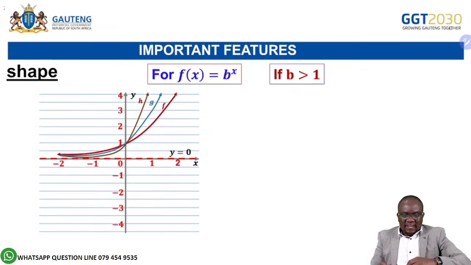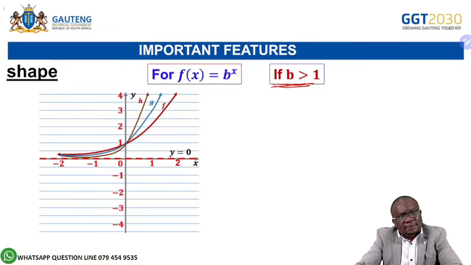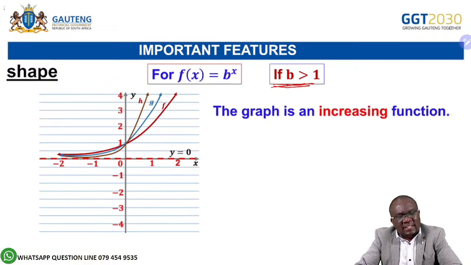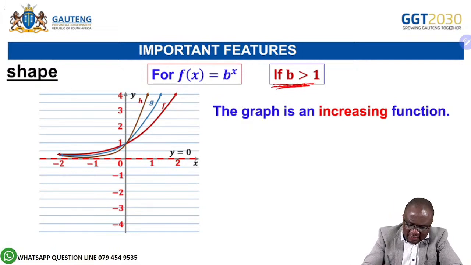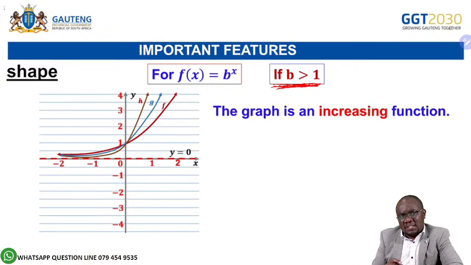So now what can you say? If b is greater than 1, what type of graph do we have? Is it an increasing graph or a decreasing graph? It is an increasing function. Please don't forget that. Did I say 0? I think I made a mistake. If b is greater than 1, the graph is an increasing function. You're going to be asked such questions in the exam: is this graph an increasing function, where is the graph increasing, where is the graph decreasing? Don't forget that. Now we've talked about when b is greater than 1.